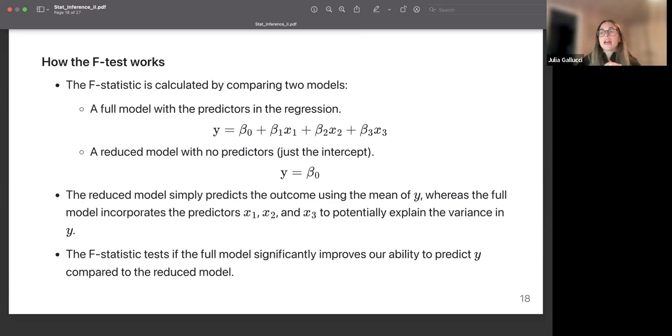So the F statistic, once again, is telling us whether this full model with predictors is significantly better than a model that only has the intercept. In other words, it tests if the predictors in the model provide us with useful information to explain the variations that we're seeing in our outcome variable, so within house price.